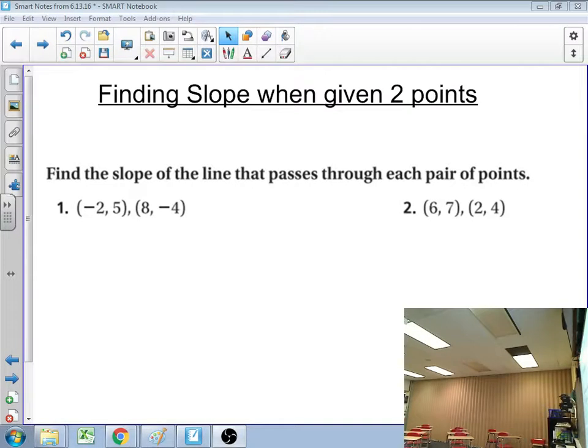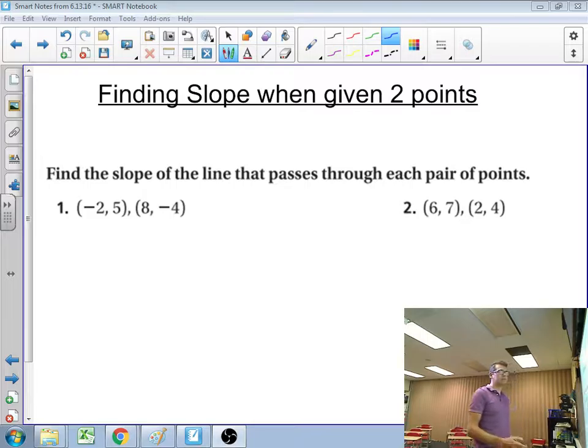Welcome back, guys. I thought I would do a short video tutorial on how to find the slope of a line when you're only given 2 points. Of course, you could put the points on the graph, but the easiest way to do it is just mathematically.